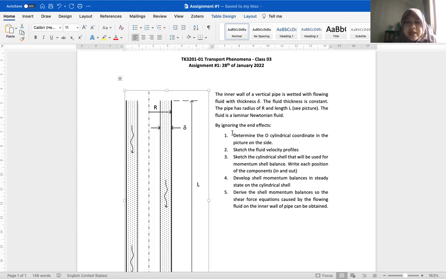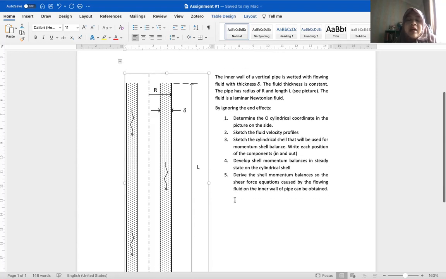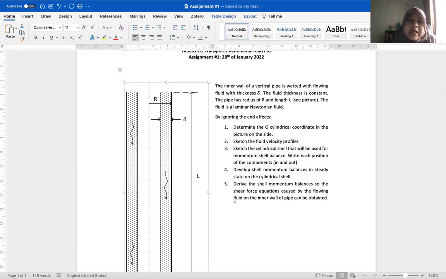First, remember there are 5 steps, and these 5 steps are usually compulsory to pass. You have to determine the cylindrical coordinate origin, for example around here, in the middle, on the axis. This is Z, and then write the shape and so on. Then sketch the fluid velocity profile. You know it would be maximum at the surface between the fluid and the air or gas here, and 0 at the wall. So you can try to draw that.